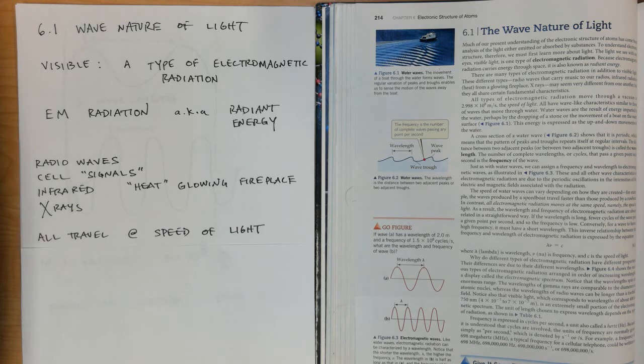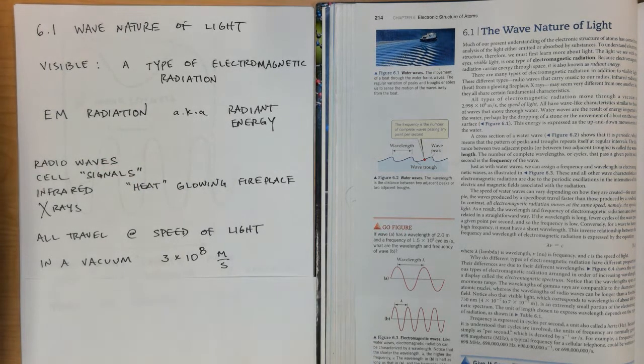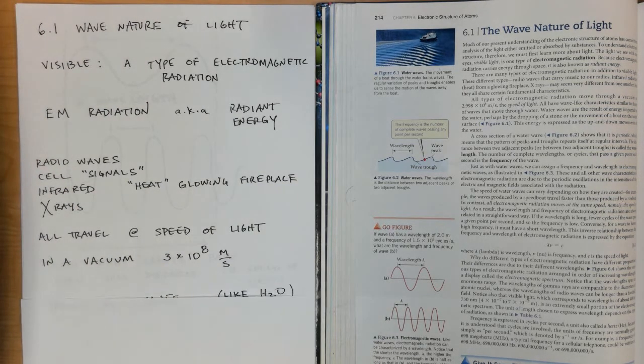All of these travel at the same speed. They travel at what's called the speed of light. The speed of light in a vacuum is approximately 3 times 10 to the 8th meters per second. And all of these different types of electromagnetic radiation, including visible light, travel at this speed. Now, they all travel as waves. They have wave characteristics similar to waves that move through water.